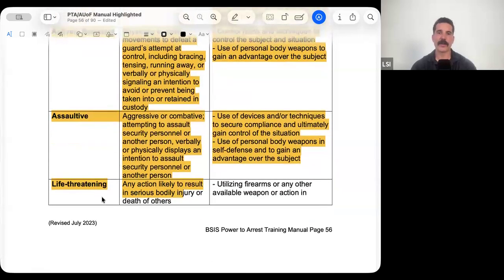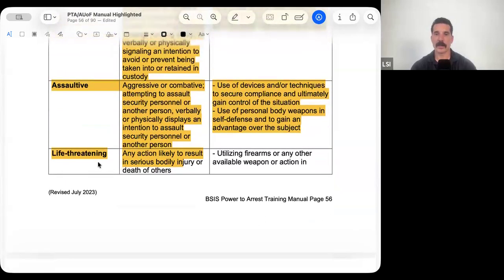All right, life-threatening. Any action likely to result in serious bodily injury or death of others. Possible force options, utilizing firearms and or any other available weapon or action in... And then it ends there. Notice the firearm is not even mentioned in any of the other ones. It's only mentioned on this last one.